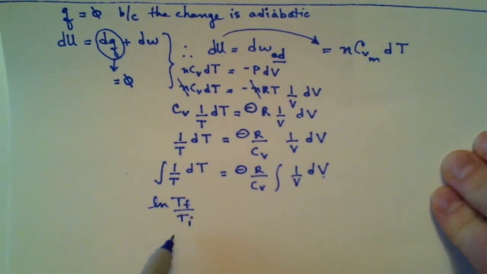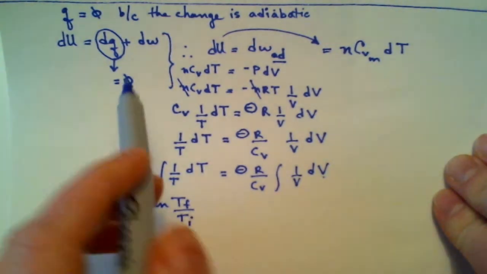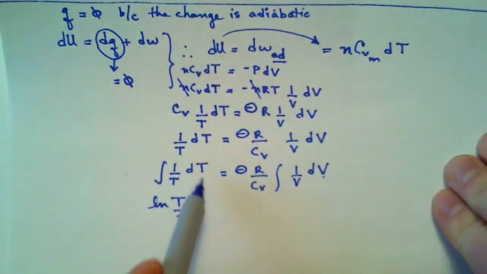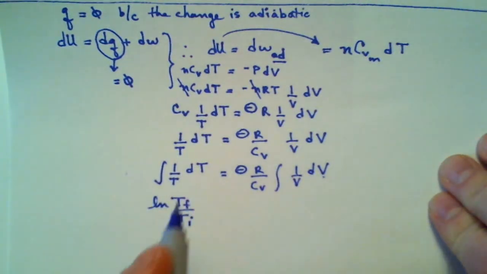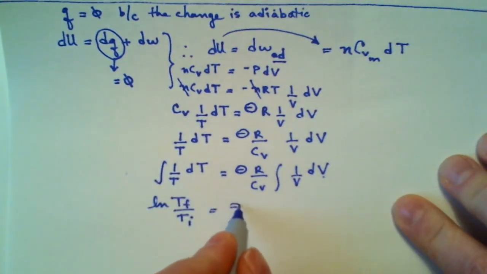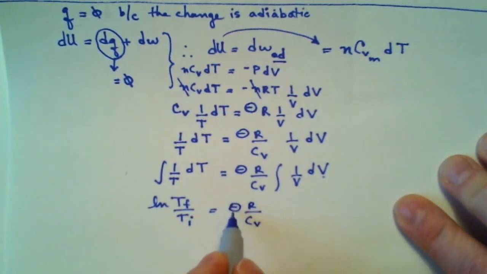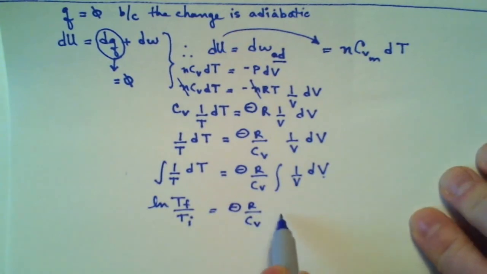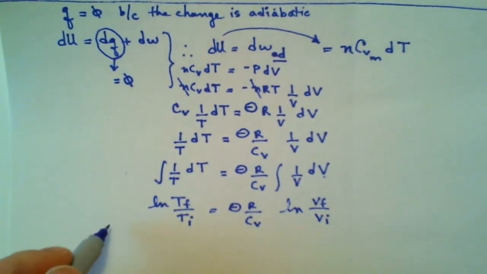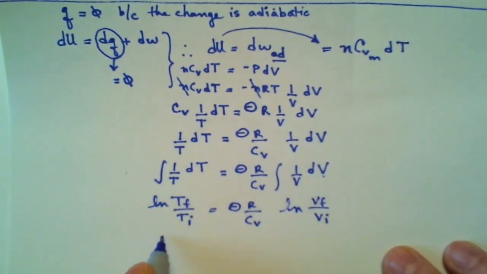So I'm using more generic terms of final and initial, but I do know that I initially set up the problem as state 1 and state 2. And then I have R over Cv, carrying that negative sign always, the ln of V final over V initial. Now I want to get rid of these ln's, so I want to take the inverse ln of both sides, and that will leave me with T final over T initial equals.